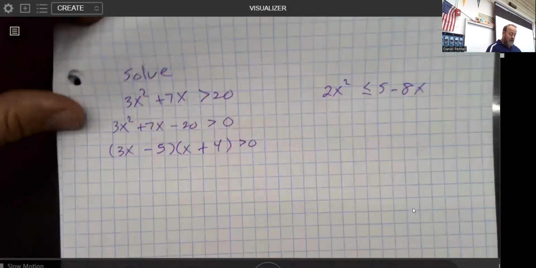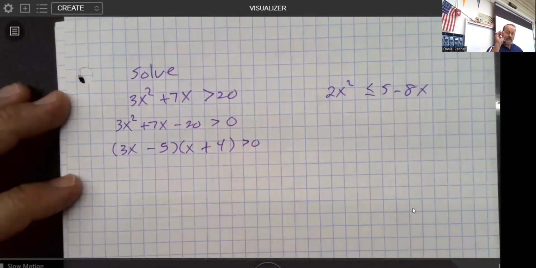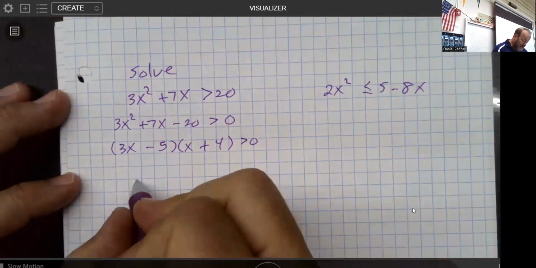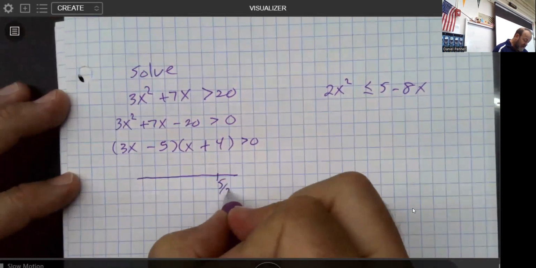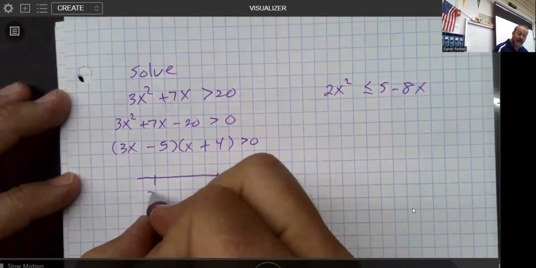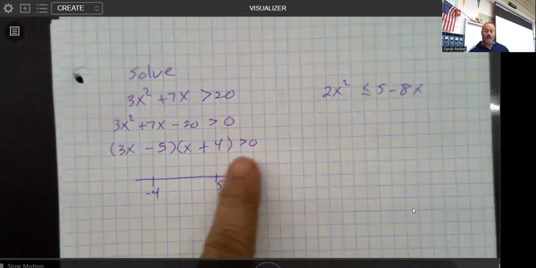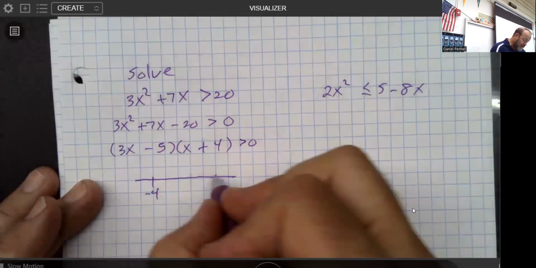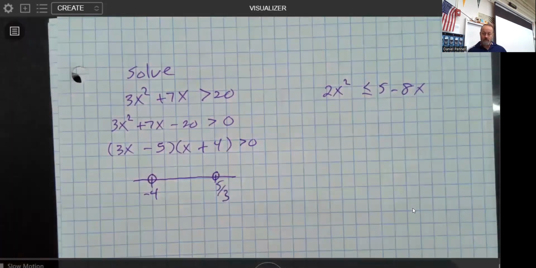Now, again, this is wanting me to find where things are strictly above 0. So I'm going to start by finding where 0 itself occurs. And on a quick number line, I know that one of those values would happen at 5/3 and one would happen at -4. But I don't want 0. I want things that are strictly greater than 0. So I'm going to have to go ahead and put an open circle at each of those because I'm allowed to get close, but I'm not allowed to touch.